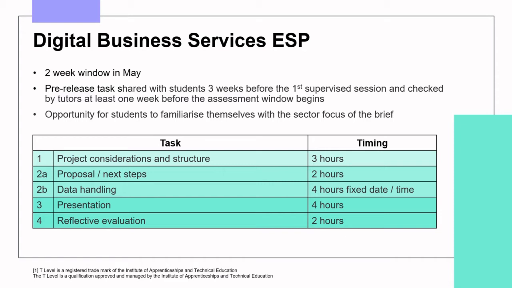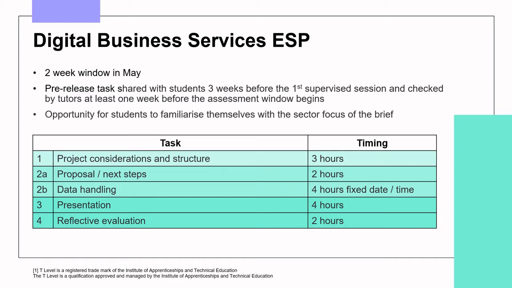This particular employer set project has pre-release materials, which should be issued to the students 3 weeks before the assessment window opens. This is to give students a chance to familiarize themselves with the sector focus of the brief and any other relevant information, such as researching e-commerce and the economy, for example. This would also be checked by tutors to ensure it meets the requirements, such as being on 4 pages, Arial font 12, etc.